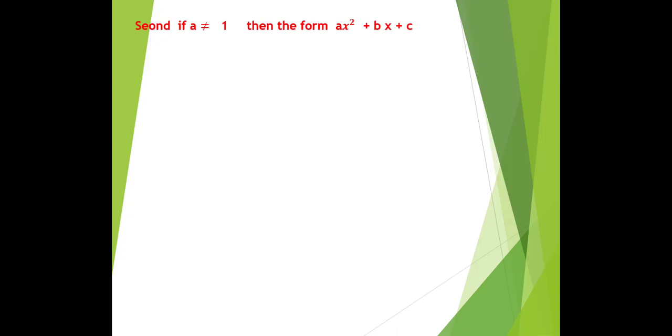Today we are talking about the second case of factorized trinomials of the form ax power 2 plus bx plus c. The first case we took if a equals 1. Here, if a is not equal 1.